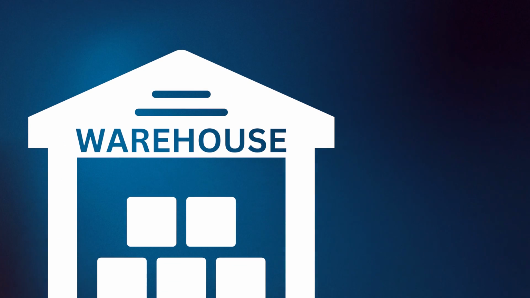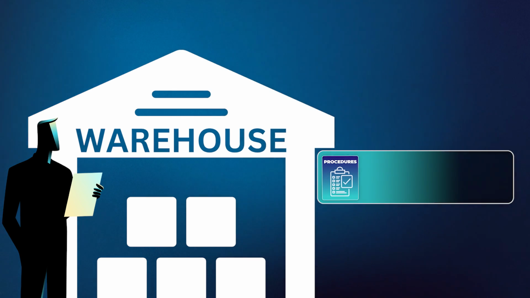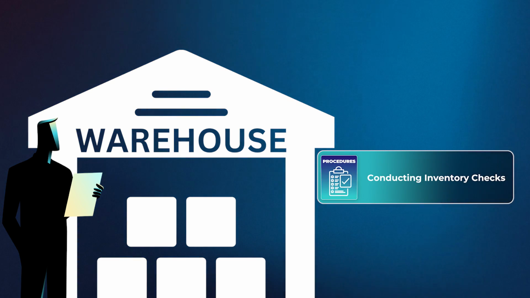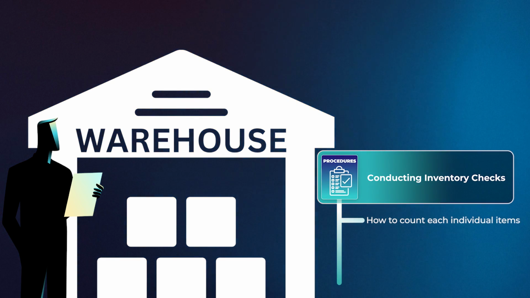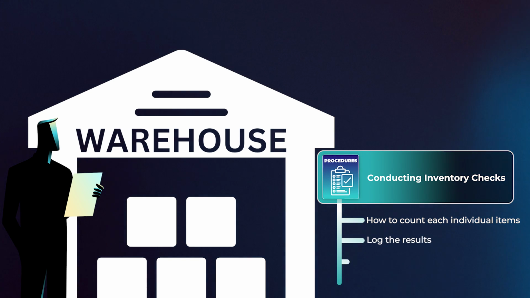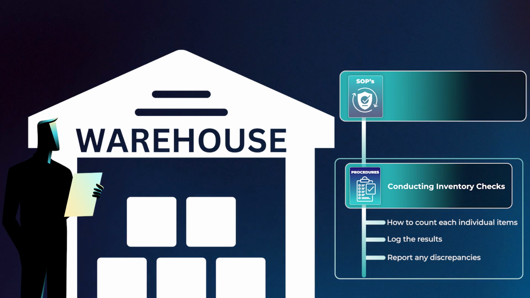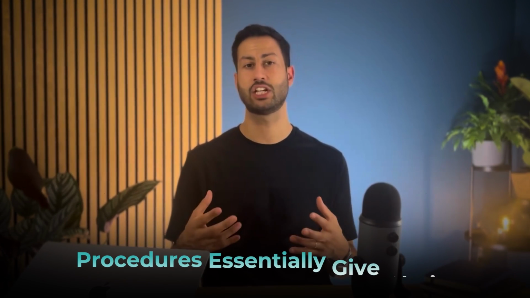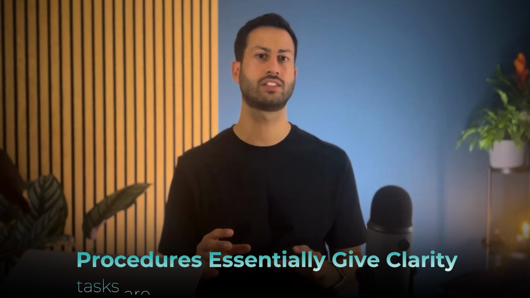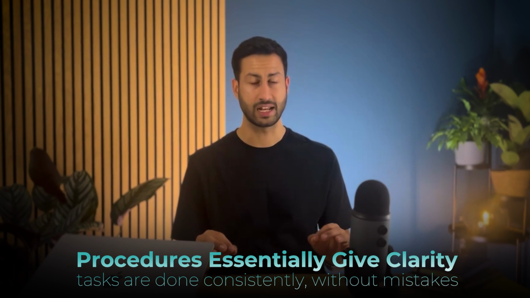Now, in a warehouse, for example, you might have a procedure for conducting inventory checks. And this outlines exactly how to count each individual item, log the results, and perhaps report any discrepancies. But it's one task in a bigger SOP of inventory management. But essentially, all of these together is essential and vital to make sure that people get this right every time. Procedures essentially give clarity and ensure that tasks are done consistently and without mistakes. They also help your team know exactly what is expected of them at every single step.